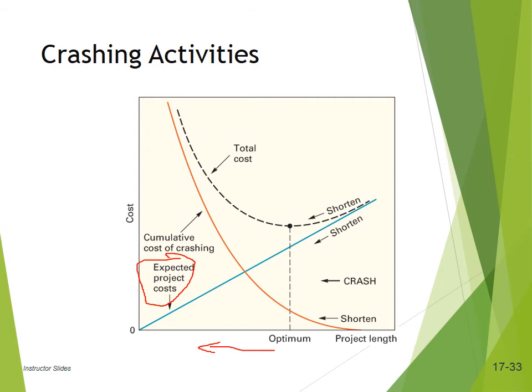But the cumulative cost of crashing increases when the project is shortened. The sum of these will give the total cost. The total cost is a convex curve on the top. The optimum point is the one at which the total cost is the minimum. So this is the optimum cost.